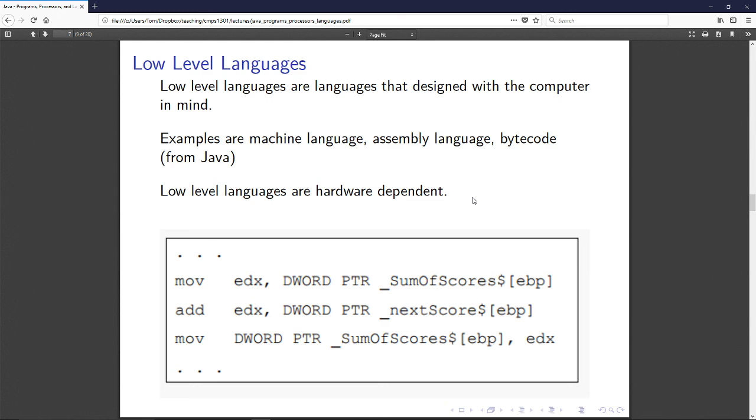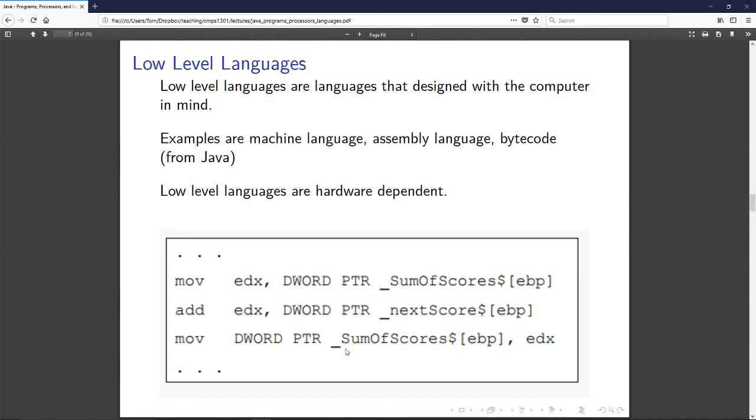Down here at the bottom, you can see an example of what assembly language code looks like. You can see it's a little more friendly for humans. Instead of a bunch of zeros and ones, the commands have little keywords: move, add, and so on and so forth. So this is a little bit easier for humans to read.